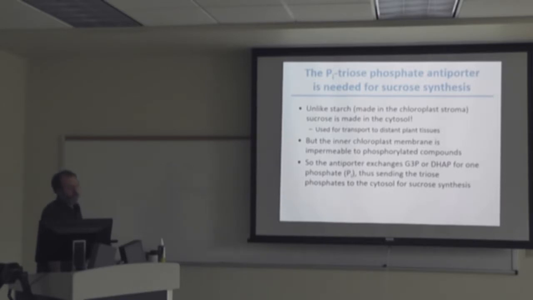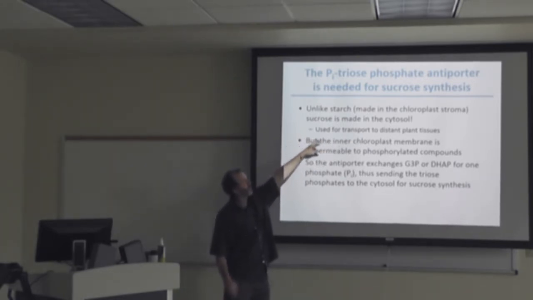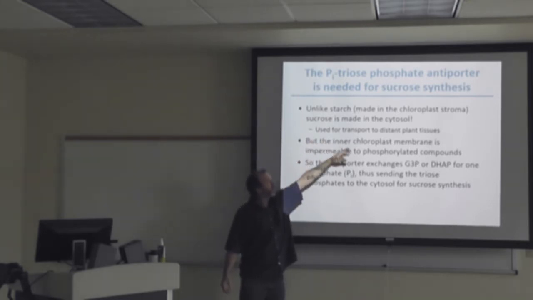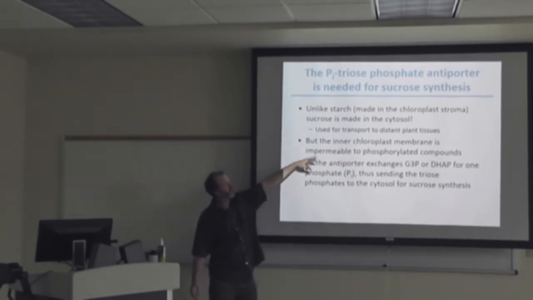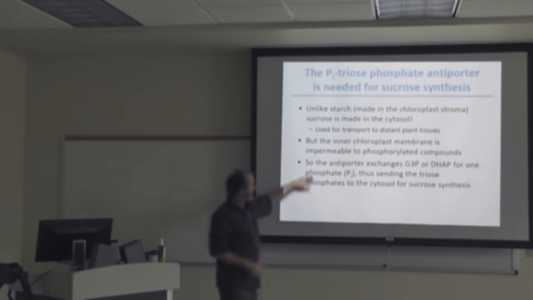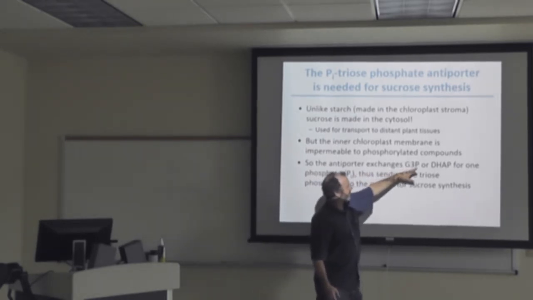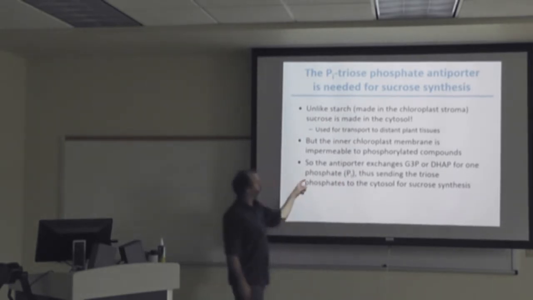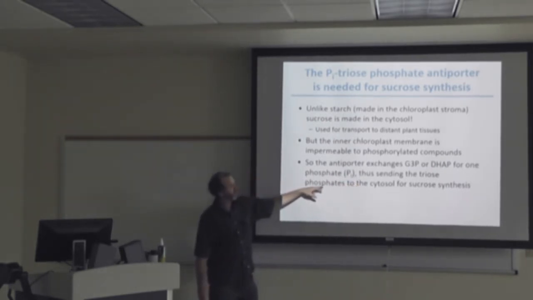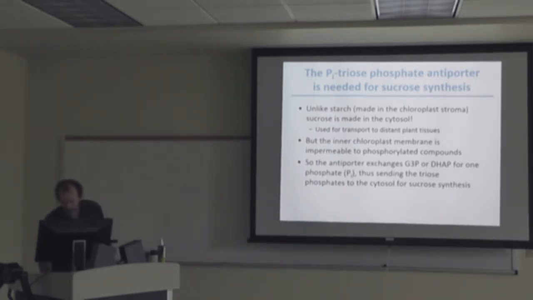So the phosphate triose antiporter is needed for sucrose synthesis, right? Unlike starch, which is made in the chloroplast stroma, sucrose is made in the cytosol, used for transport to distant plant tissues, but the inner chloroplast membrane is impermeable again to phosphorylated compounds. So the antiporter exchanges 3-phosphoglyceraldehyde 3-phosphate or dihydroxyacetone phosphate for one phosphate, thus sending the triose phosphates to the cytosol for sucrose synthesis. So it exchanges with the phosphate that way.